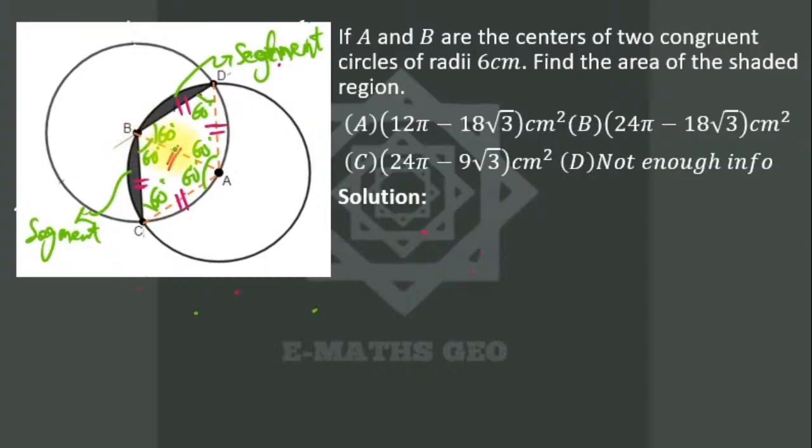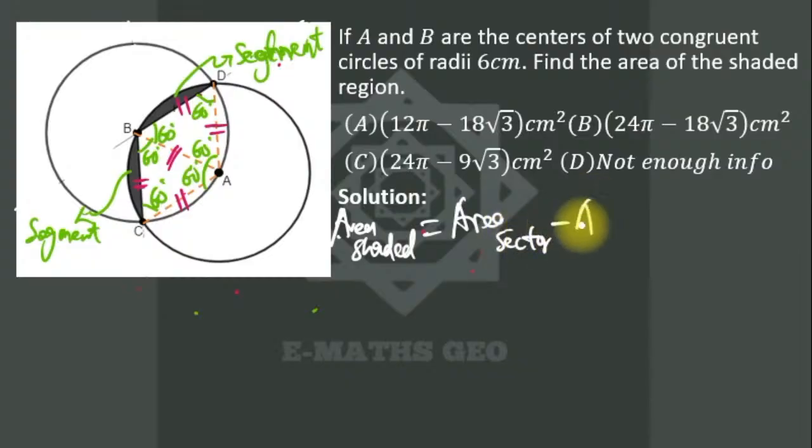I will subtract the area of this equilateral triangle from the area of the whole sector. So we see that the area shaded, the area that we are looking for, is now equal to 2 times the area of the sector minus the area of the equilateral triangle.